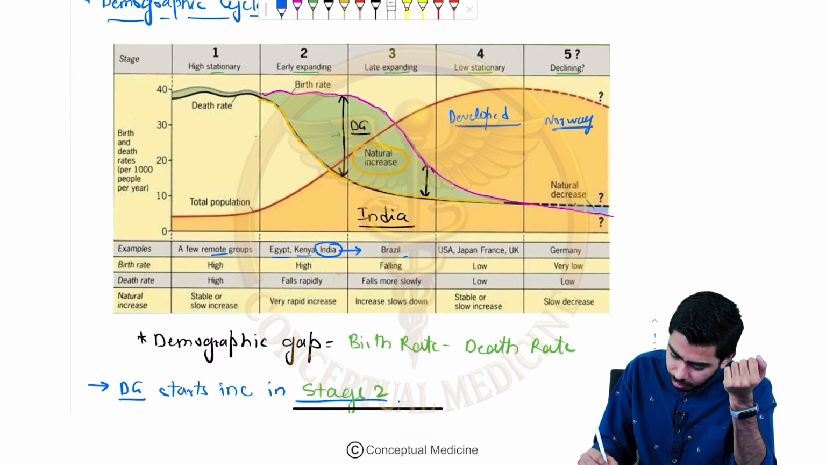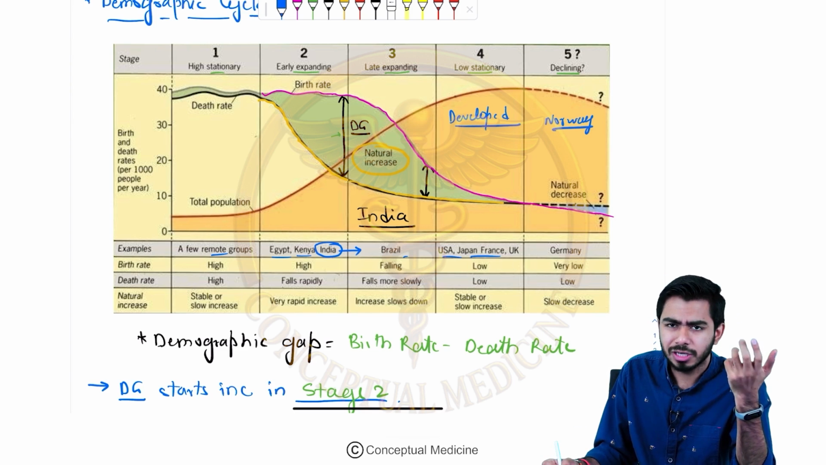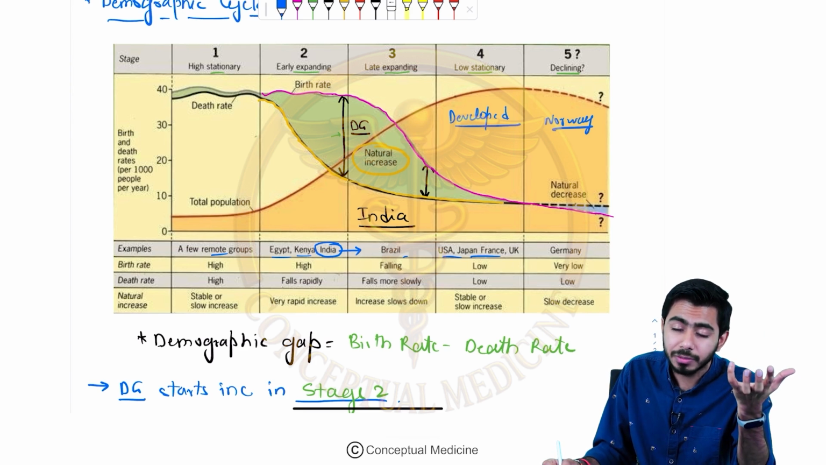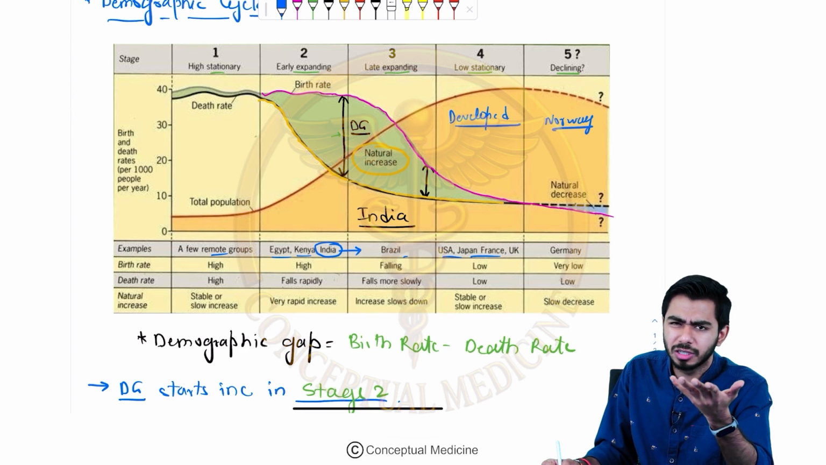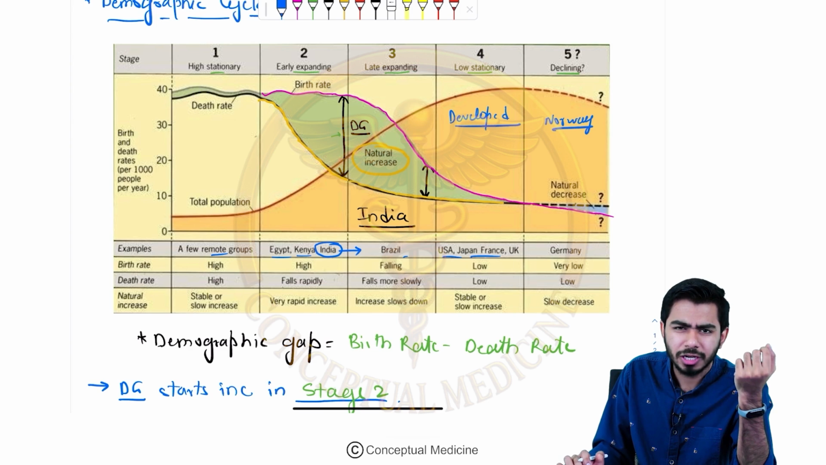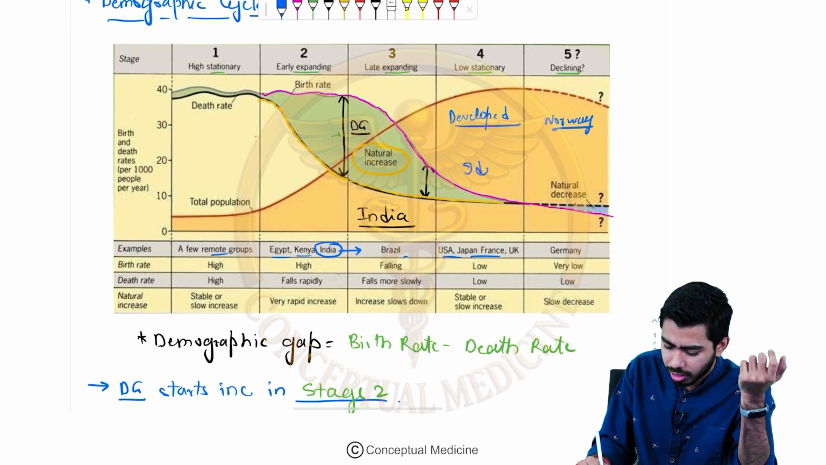Okay, so once you have understood that USA, Japan, countries like these are the stable countries with a developed economy, developed countries rather, they are actually in which stage? They are in stage 4, right? Stage 4 is kind of an ideal stage. Stage 4 is the ideal stage, guys.